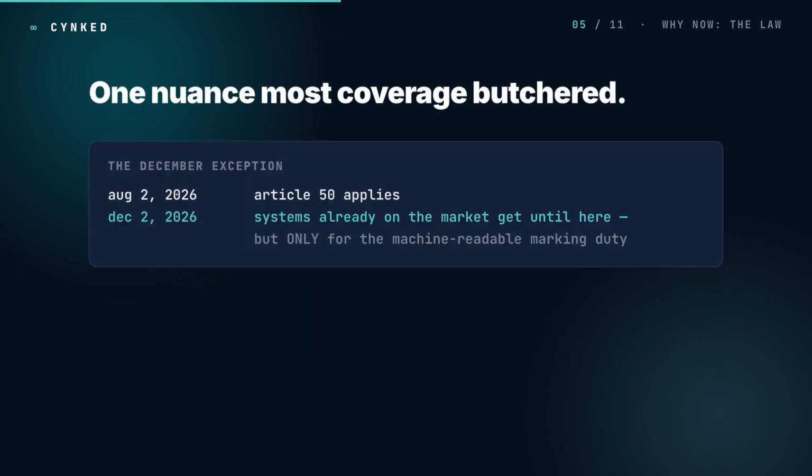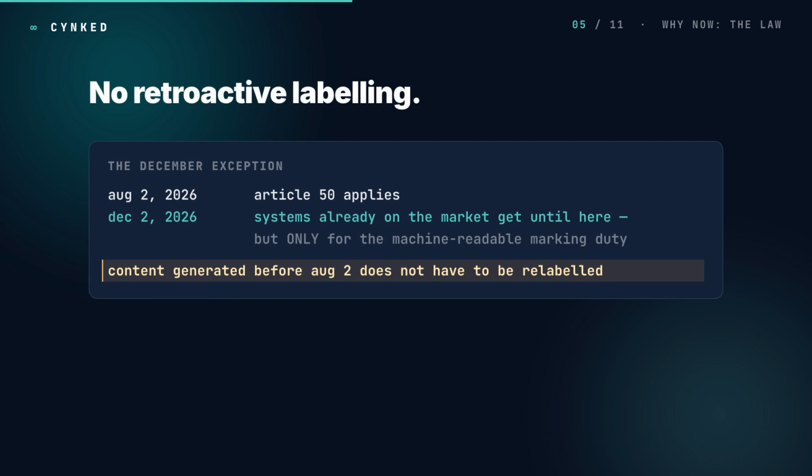One nuance worth getting right, because a lot of coverage has butchered it. Generative systems already on the market before August 2nd get until December 2nd, 2026, but only for the machine-readable marking duty specifically. The rest of Article 50 applied immediately. And content generated before August 2nd doesn't have to be retroactively labeled. And note the direction of travel. Google signed the European Union's Transparency Code of Practice in July. The big providers aren't fighting this one. They're racing to be the standard.